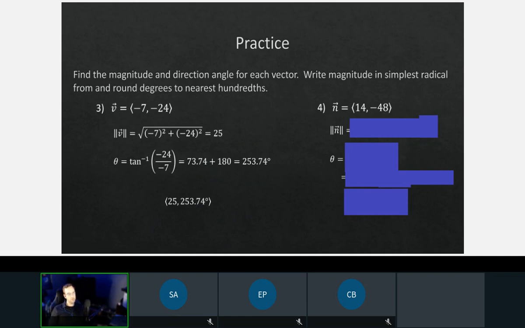So you don't understand. Okay, hold on. Can you explain what you don't understand so I can be more specific with my answer? Okay, can you hear me? Yep. Okay, so I understand how we know that the original problem is in quadrant 3 because of the negatives, but after we find the arctan, how do we know the 73.74 was in quadrant 1? How is that in quadrant 1?